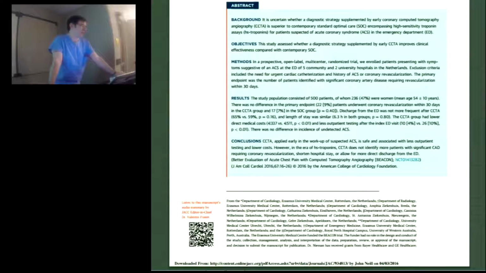And then their secondary endpoints were to see if it would lead to a higher percentage of expedited ER discharge, defined as being discharged within 8 hours of presentation, length of hospital stay, undetected ACS as a safety endpoint, and cumulative radiation, to see how much it would increase radiation. They compared direct medical costs of the two different strategies, and another safety endpoint was repeat ER visits or hospitalizations in both groups.